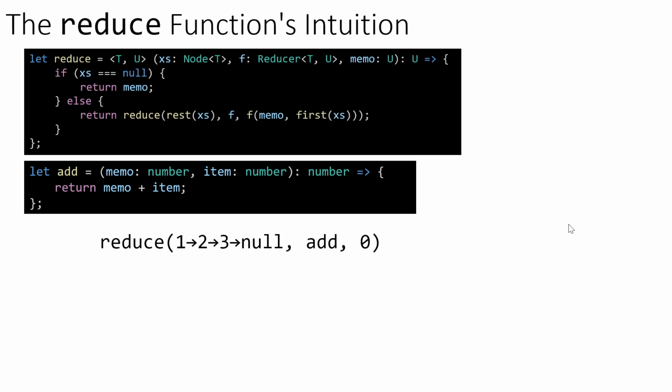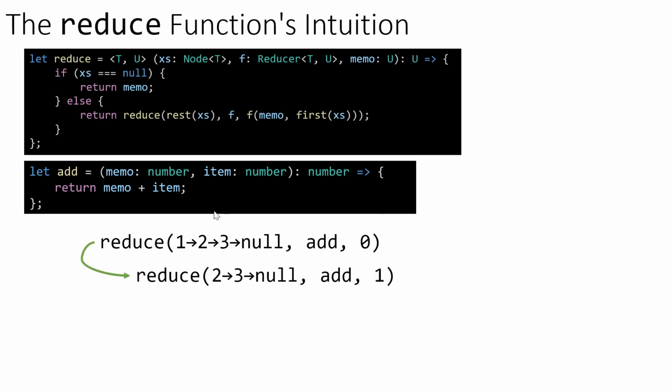Okay? And so if we wanted to think through this with some substitution, if we think what is the result of reduce with a list of 1, 2, 3, null, the add reducer, and an initial value of 0, well, we know that we're not going to reach the base case, right? So what this will evaluate to, or what we could substitute this with, is a call to reduce on the rest of the x's using the function f, which is just being passed through, which was the add function, and then apply the reducer using the current memo, which would have been 0, and the first value of our list, right, which would be the value 1.